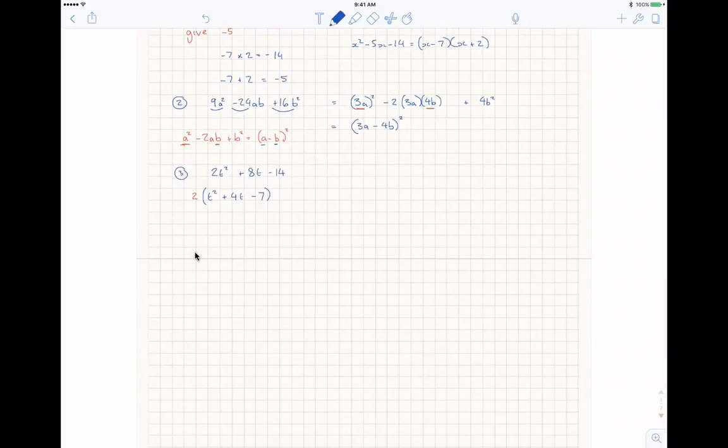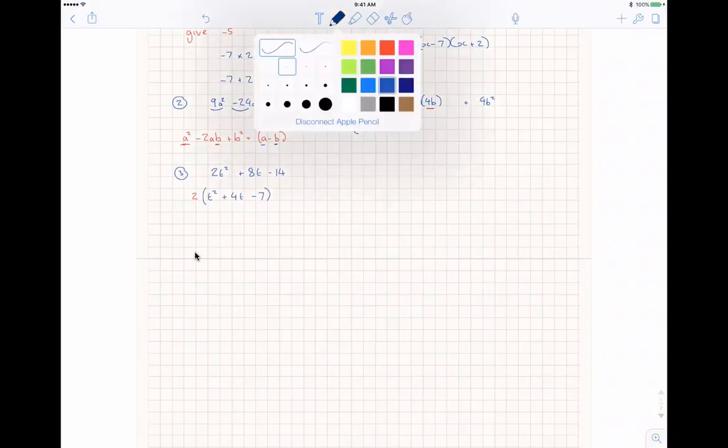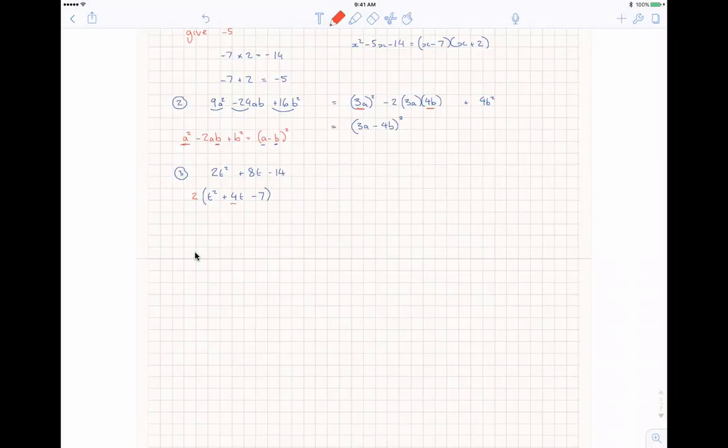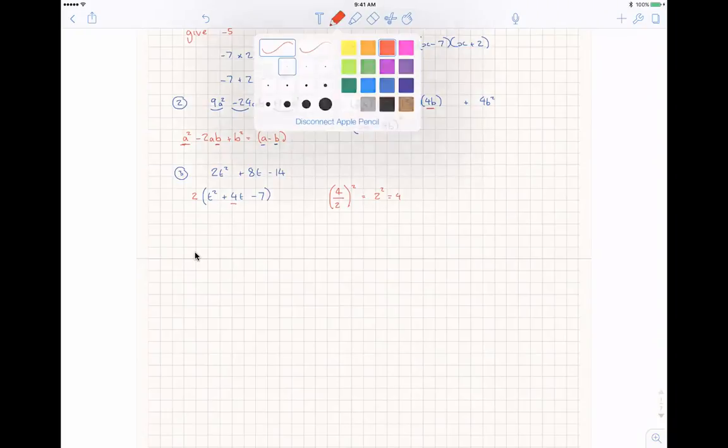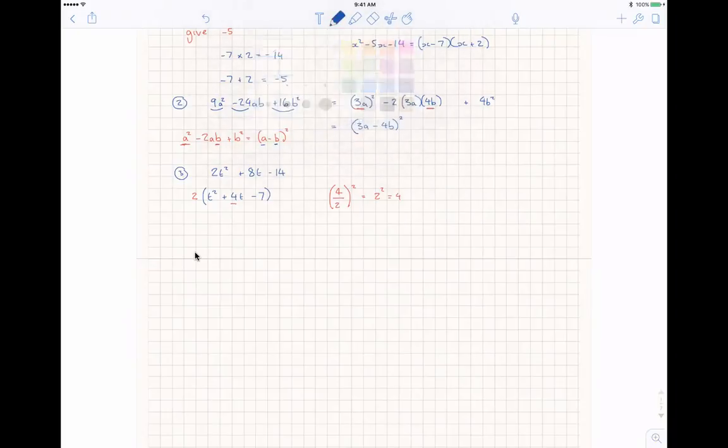So to complete the square, we take the coefficient of the t term, which is this 4, halve it, and then square it. So in other words, we've got 2 squared, which gives us back 4. And then we add it and take it away. So what we've got here becomes, don't forget our 2 out the front, t squared plus 4t, and we add the 4, and then we subtract the 4.